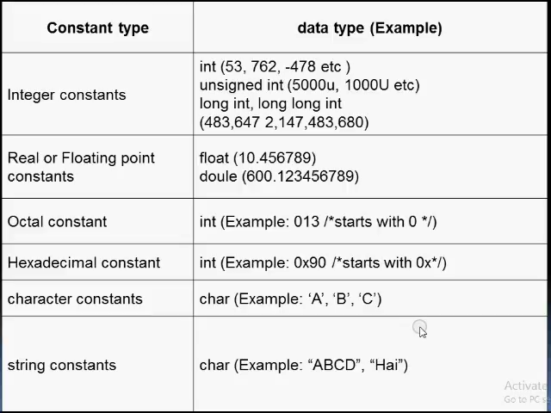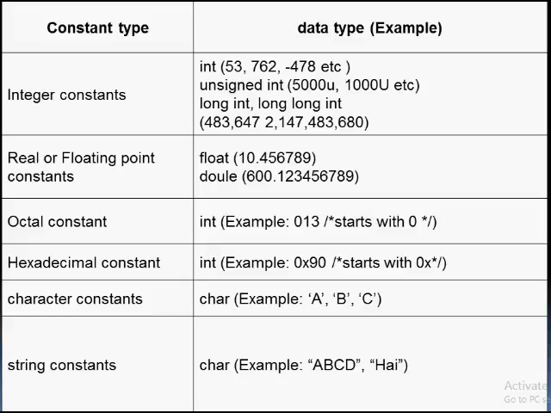So this is the conclusion, the different constant types and their data types with an example. Integer constants, 53, 762, int. One more is unsigned int, which is suffixed by u. Because it's unsigned, it's u. Long int, suffixed by l. And the constant type for real or floating point, data type is float and double. For an octal constant, the data type will be int, and it will be prefixed by 0. When the constant type is hexadecimal, its data type is int and it's preceded by 0x.